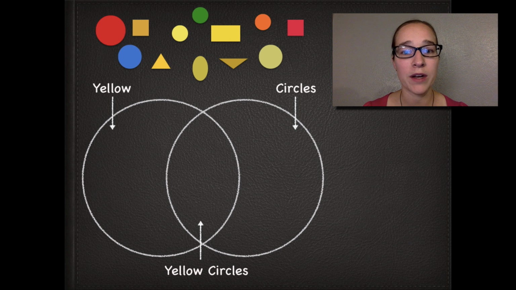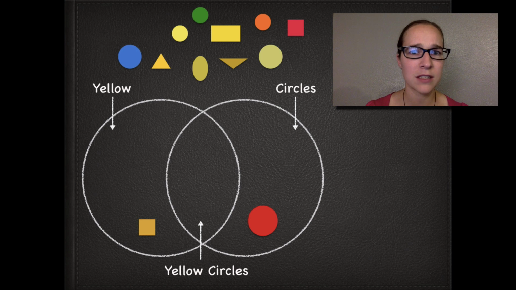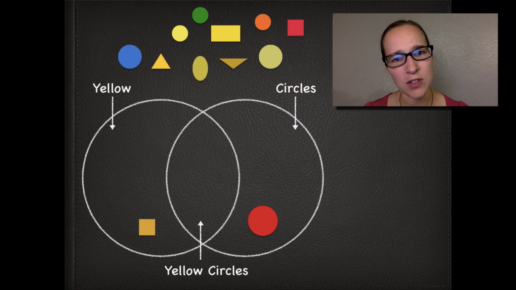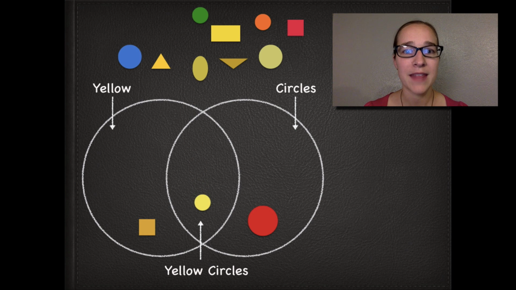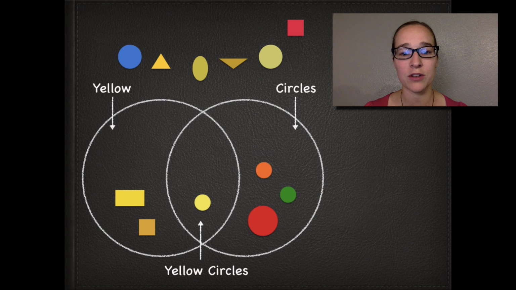All right, our first one is a red circle, so it's going to go in our circles side. Our next shape is a yellow square, so it's going to go on our yellow side. Now we have a yellow circle. Where should that go? It's yellow, so it needs to go in our yellow circle, but it's a circle, so it needs to go in our circles circle. So we're going to put it in the middle where it overlaps. That shows that it's both yellow and a circle. Our next shape is a green circle, so we're going to put it in our circle side. And now we have a yellow rectangle, so we'll put that over there with our yellow shapes. We have an orange circle, so that will go with our circles.